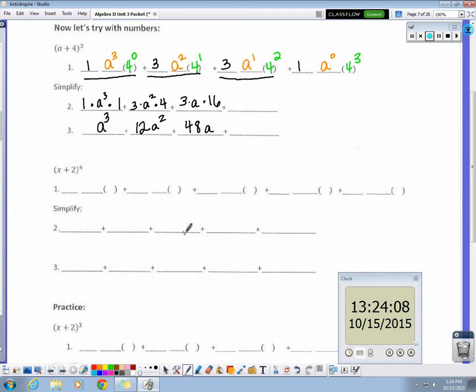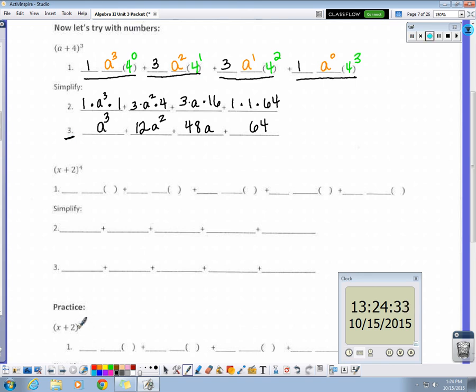48a. Then we move on to the fourth term, and we have a 1 times a 1, because a to the 0 is 1, times 64. And what is 1 times 1 times 64? Right, so that is the final answer. Step 3 is the final answer.